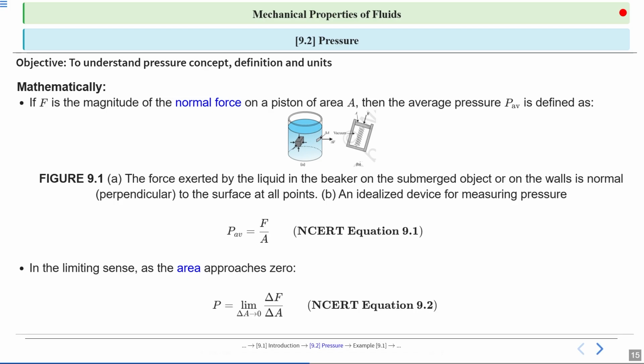So, the precise definition of pressure is given by the limit as the area approaches zero. So, P equals the limit as delta A approaches zero of delta F divided by delta A. It shows us that pressure is a force per unit area in an infinitesimally small region.